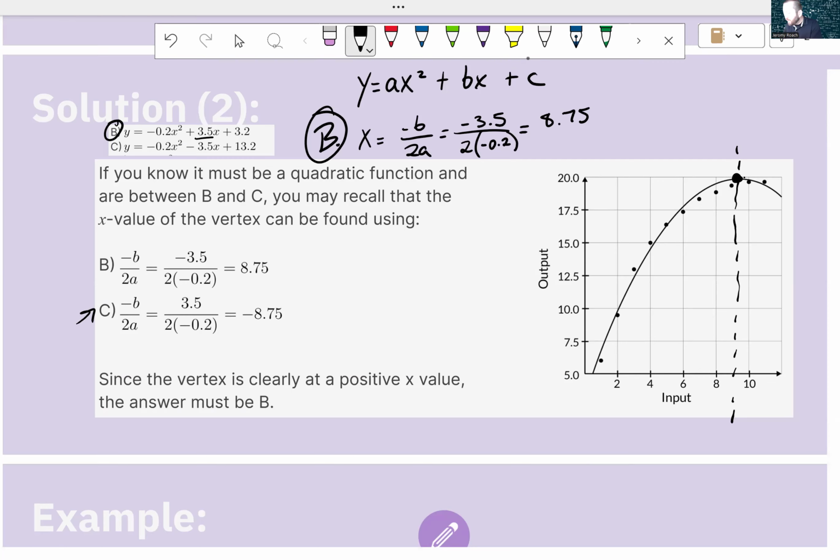Now, this means the x coordinate is 8.75 for the vertex. The other option is negative 8.75 for the vertex. And here, we're on the positives. So it can't be C, because that means the vertex would be somewhere way over here on a completely different side of the graph. So that's how we can select by process of elimination.